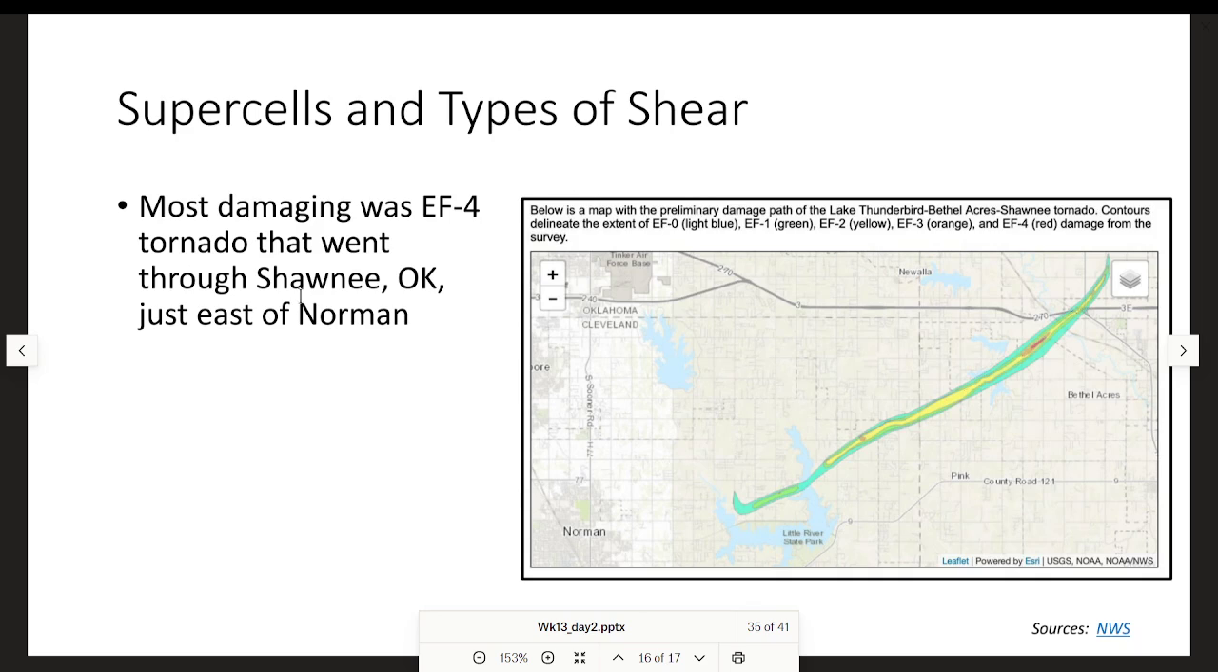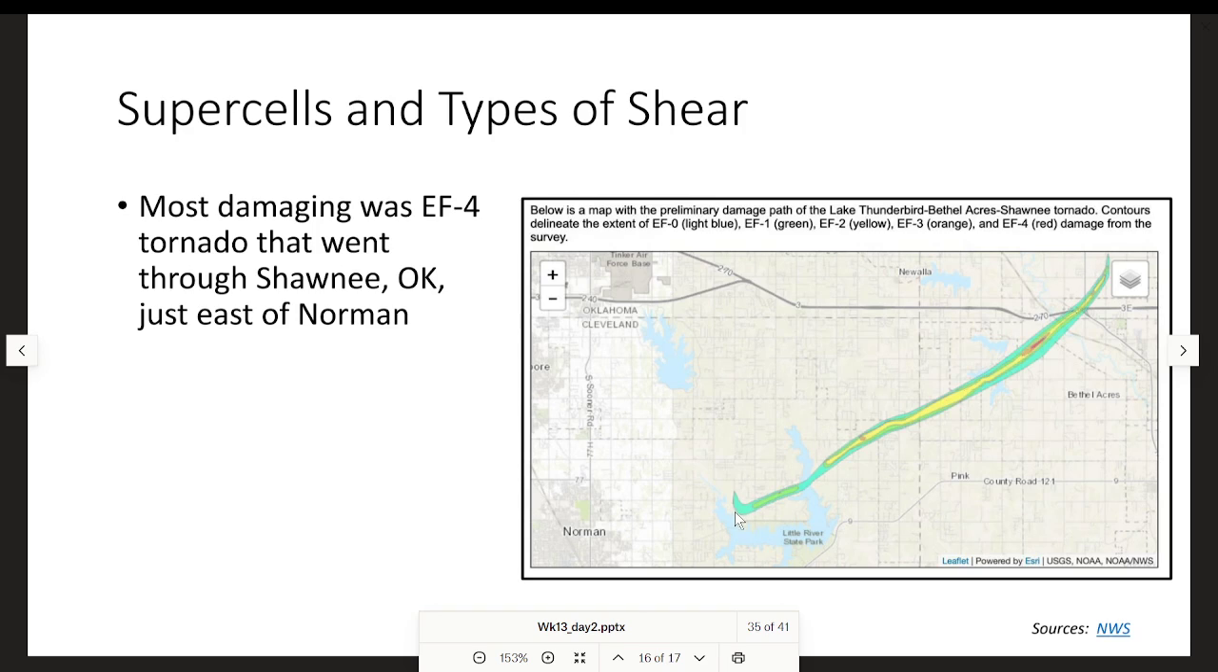Yeah, so in Shawnee, Oklahoma, which is east of Norman, you got an EF4 tornado. Wow. Yeah, look at that path. That's so long.